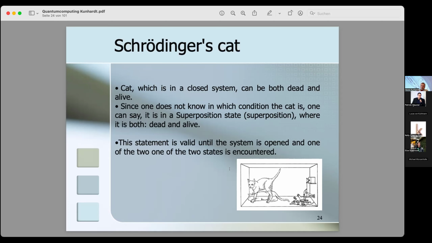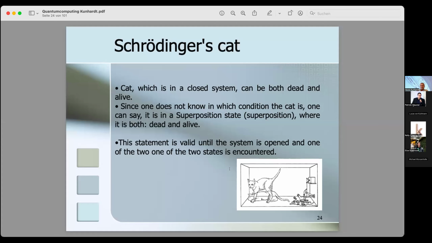So from outside view, you cannot decide, is the cat dead or alive? You have to open the system. And opening the system can be explained as you have to measure the system. So in this specific time, when you are not able to decide, when you are not opening the box, is the cat in a state of the superposition? That means the cat is both dead and alive.